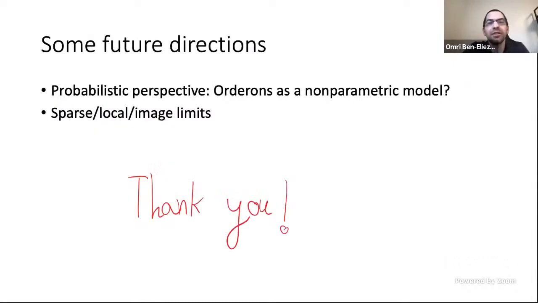And for some future directions, we mostly investigated this limit object in a combinatorial context. The applications that we provide are combinatorial, and it would be interesting to study orderons as a generative probabilistic model for ordered graphs. And obviously, our limit object is for dense ordered graphs, and it would be interesting to understand limit objects for other ordered graphs, for example, limits for sparse graphs, or image limits that are more natural. I mean, our limits are not really natural for images. Okay, thank you.